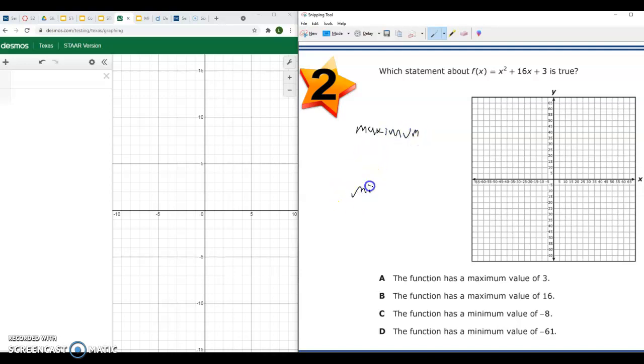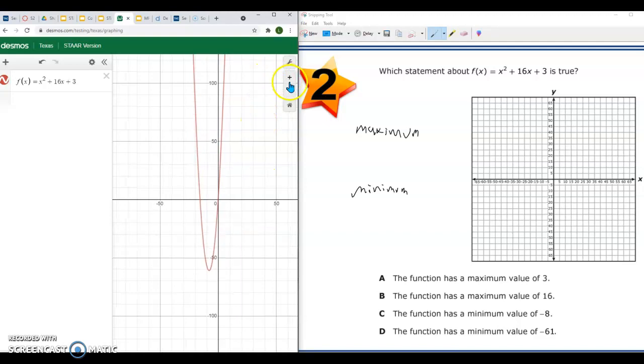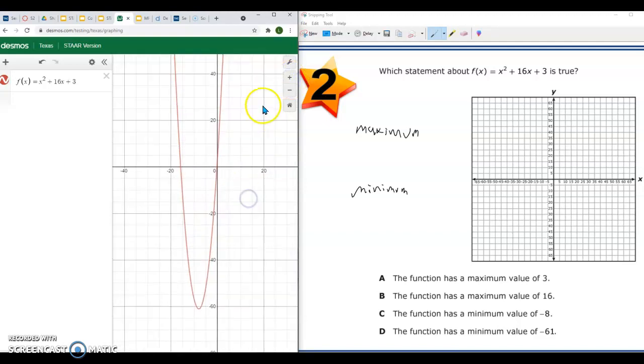So before we do that, let's go ahead and just graph our equation, and then we'll start looking at the graph we have, okay? So I'm going to graph this equation using my calculator. f of x equals x squared plus 16x plus 3. Now, I graphed my equation, guys, and let me get a good look at it. I have a quadratic equation. I have a parabola, right?